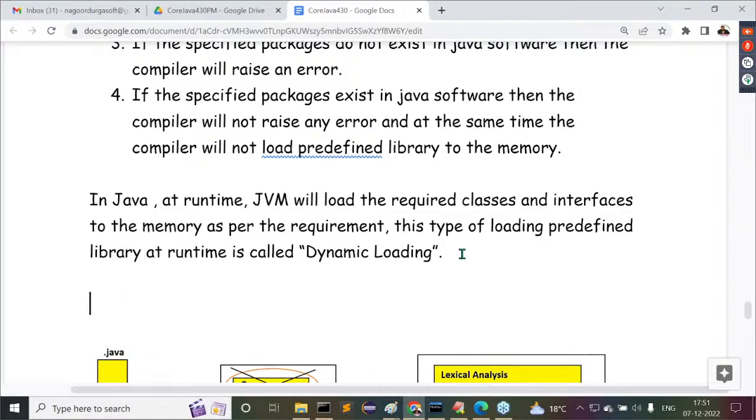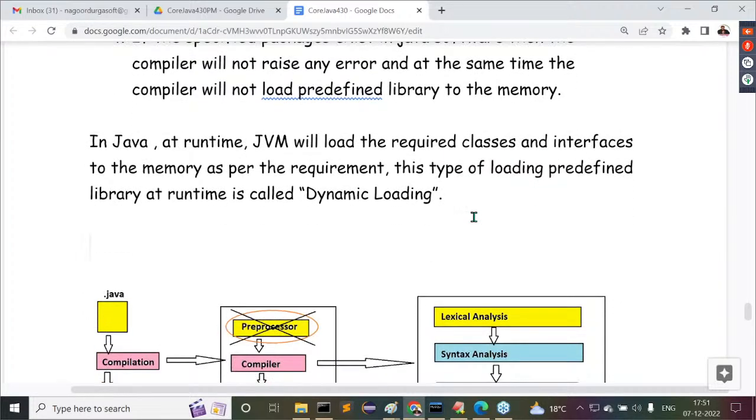Now we have to understand why the preprocessor is not required in the case of Java. We understood what the compiler and JVM are doing in Java, but why is the preprocessor not required? I am giving conclusions to you. Try to understand it, guys. In Java, the preprocessor is not required. Why? Because hash include statements are not available in Java. Got my point or not?